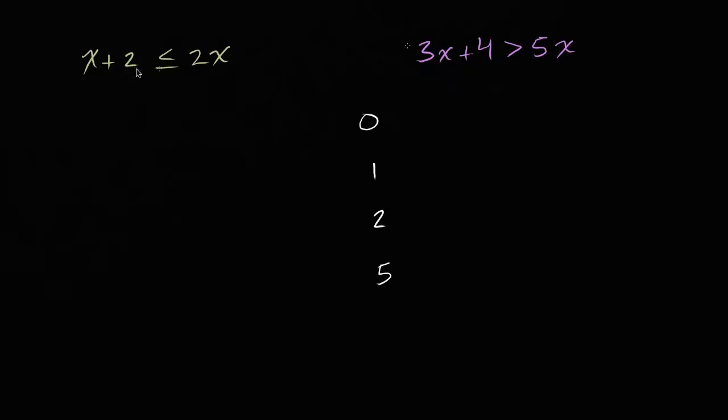So we have two inequalities here. The first one says that x plus 2 is less than or equal to 2x. And this one over here, in this light purple mauve color, is 3x plus 4 is greater than 5x. Now over here we have four numbers, and what I want to do in this video is test whether any of these four numbers satisfy either of these inequalities.